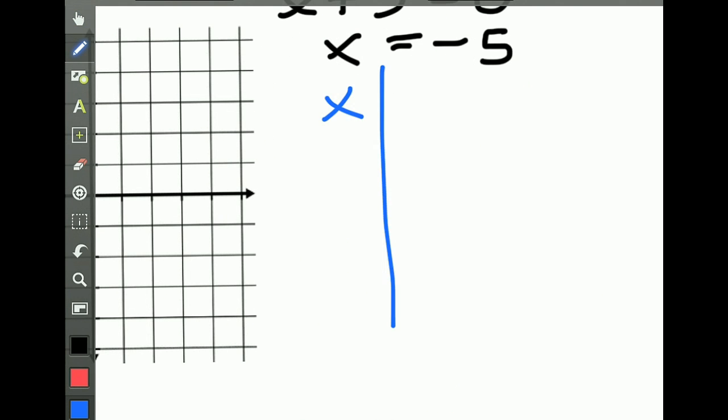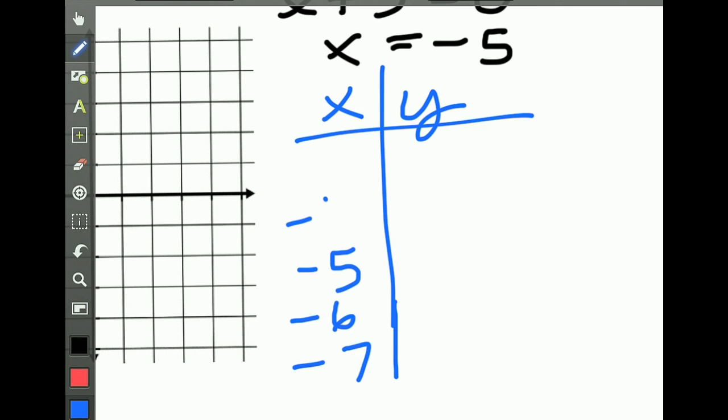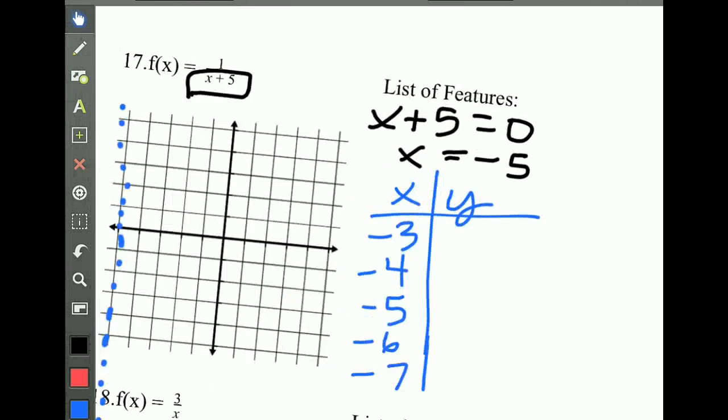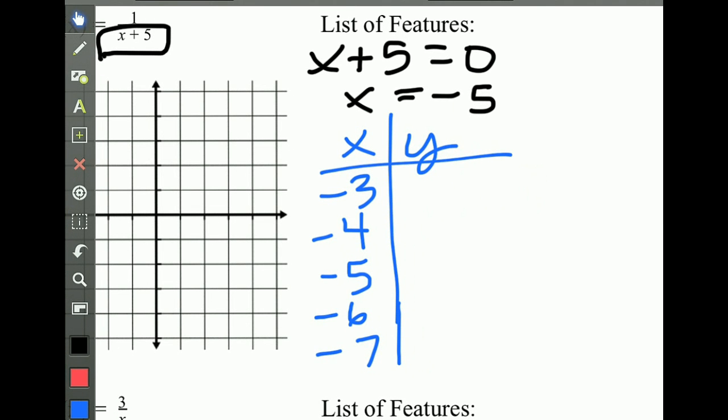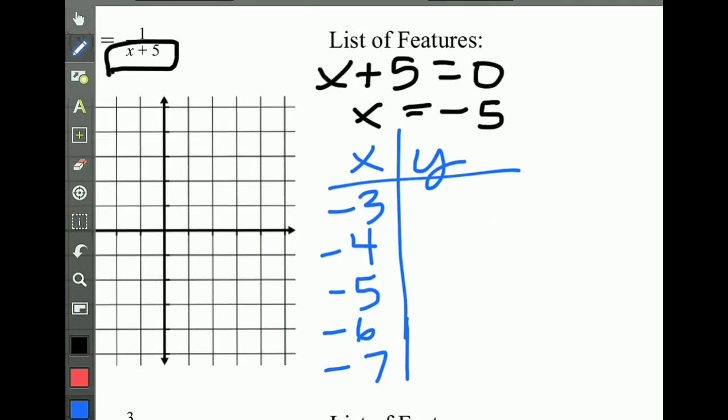So we'll go -5 in the middle, so then we'd have -6, -7, -4, and -3. That's what I would do. So you've got 1 over that value plus 5. So -3 plus 5 is 2, so that would give you a y value of 1/2.